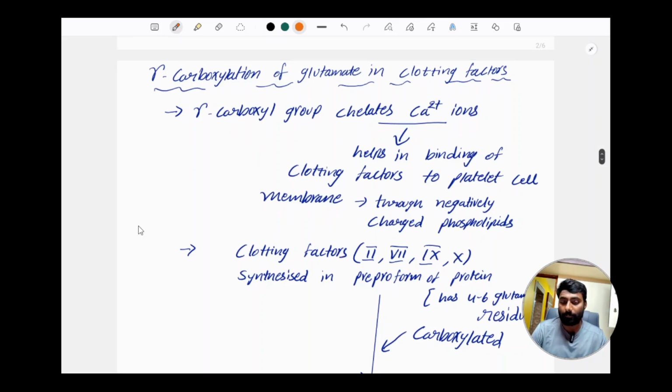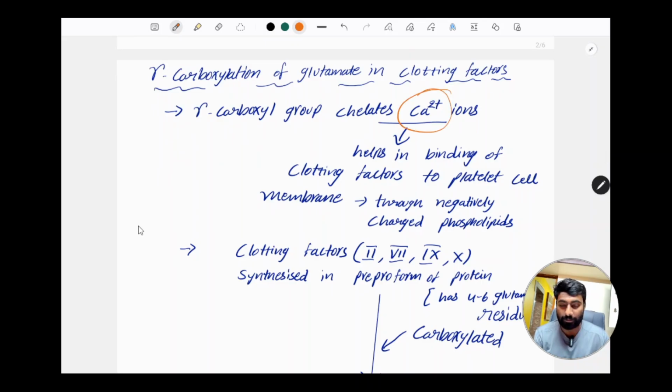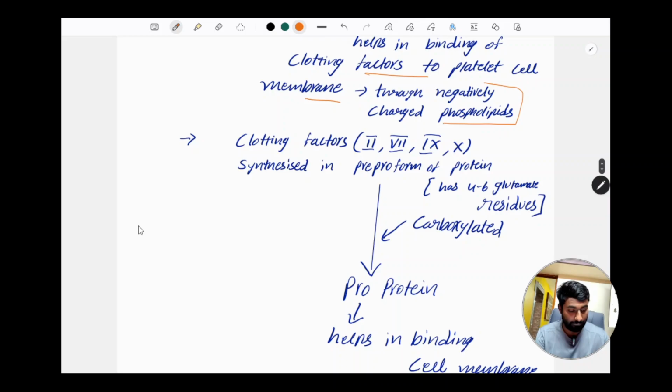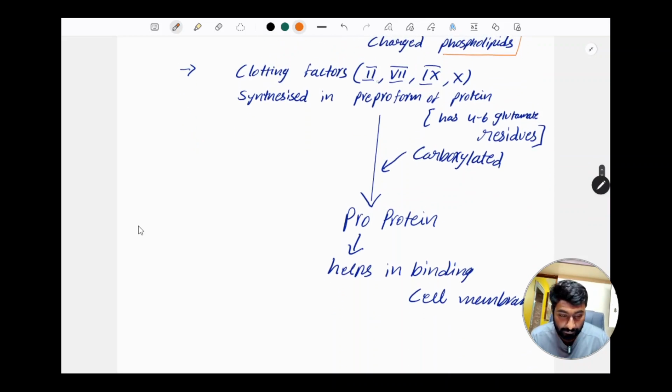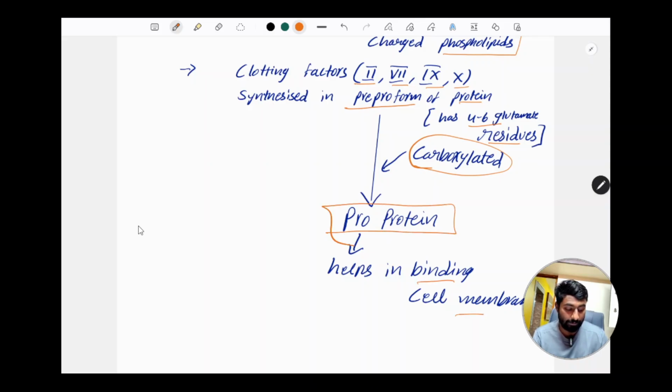Now, what exactly happens during clotting? After gamma carboxylation of glutamate happens, it will chelate calcium ions, which helps in the binding of clotting factors to the platelet cell membrane through their negative charge, which is present in the phospholipids. Now, see this, students. These clotting factors, 2, 7, 9, 10, are synthesized in a pre-pro form of the protein, which has 4 to 6 glutamate residues. They will get carboxylated to form proteins, which help in binding to the cell membrane.